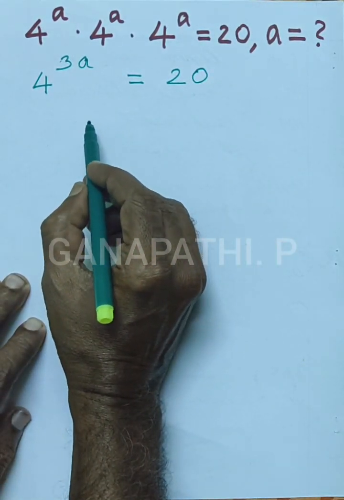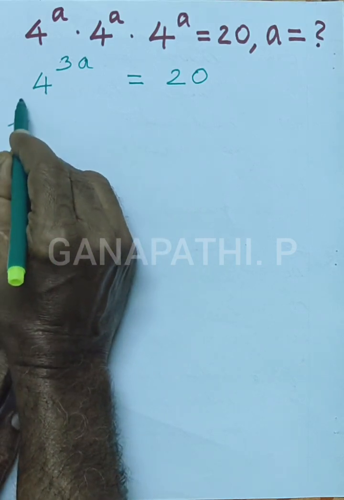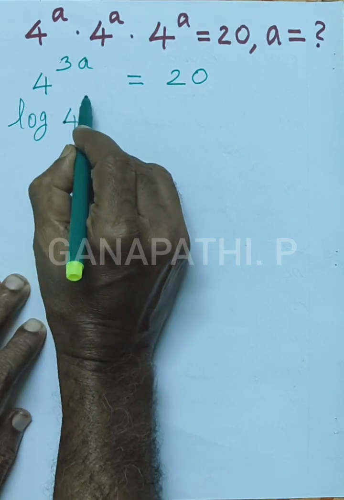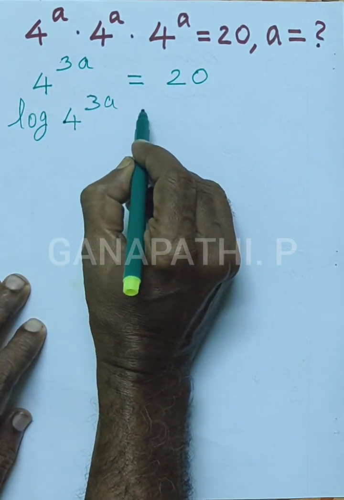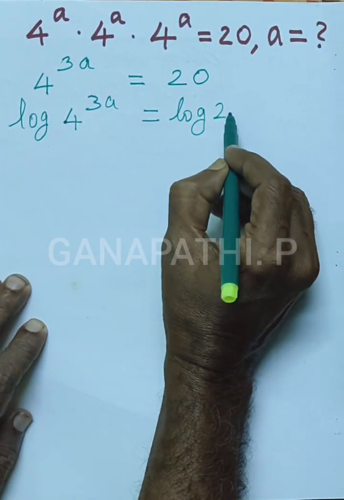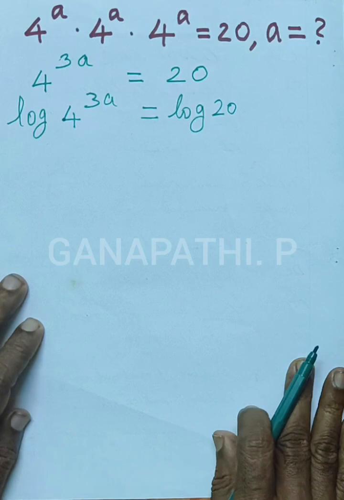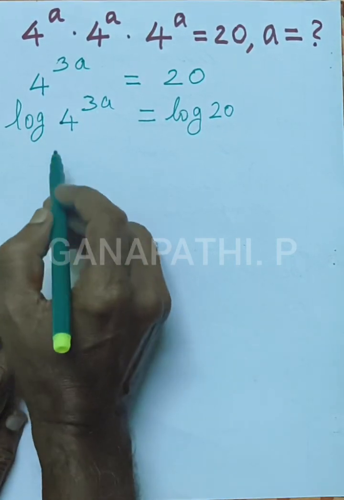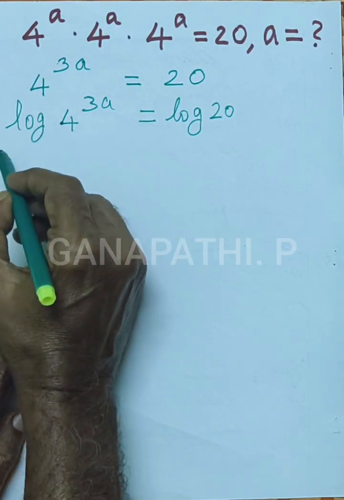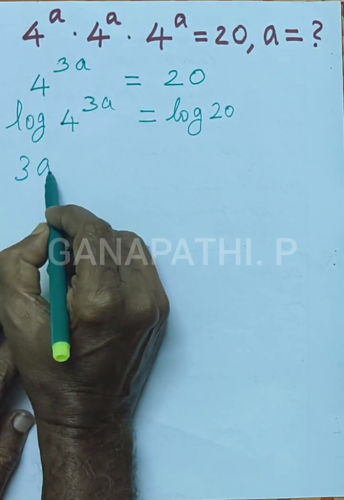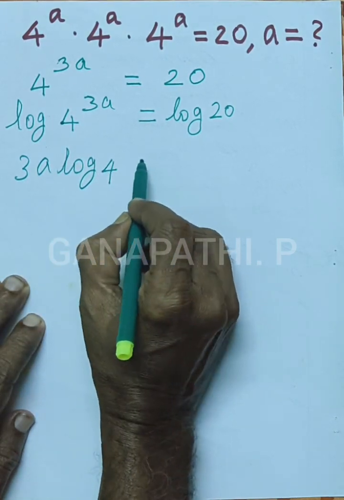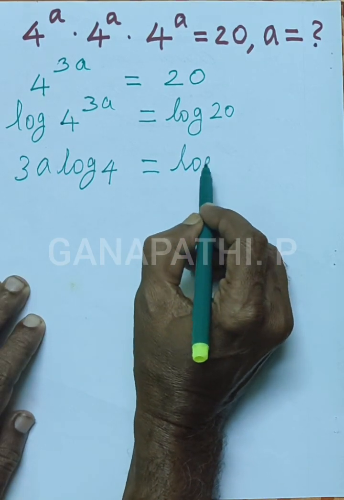Now, taking log on both sides, log of 4^(3a) is equal to log of 20. Now, 3a comes to the front. 3a log 4 is equal to log 20.